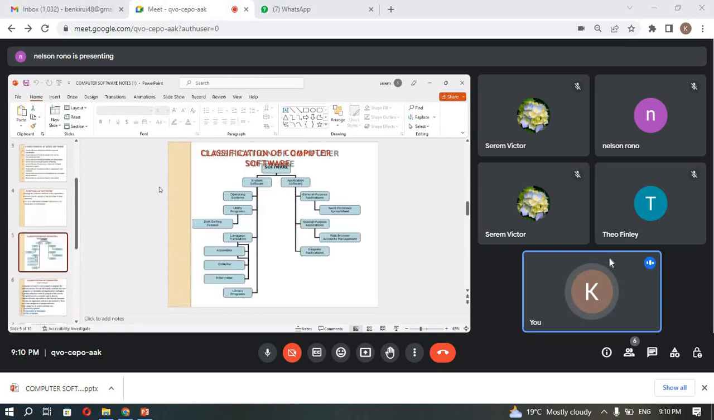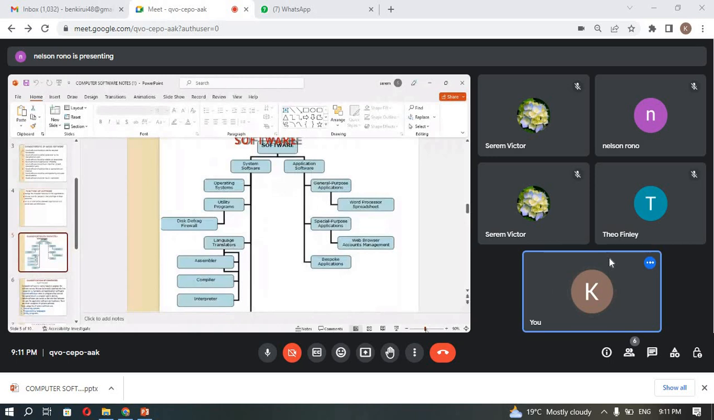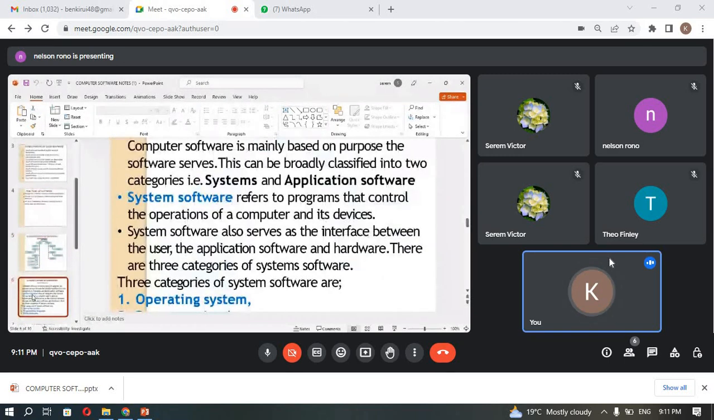Then we have the classification. How is computer software classified? They are classified into two, as you see in the diagram. We have the system software and we have the application software. We want now to go to the next page, because in the next page it describes what system software is and what application software is.